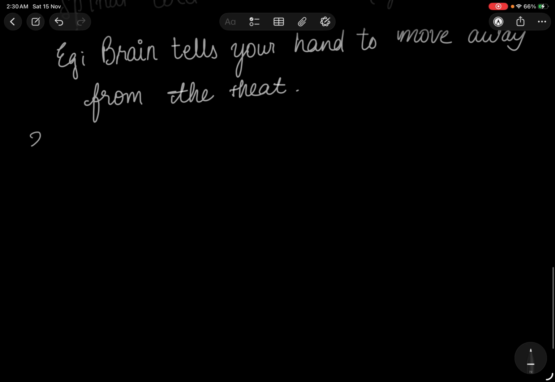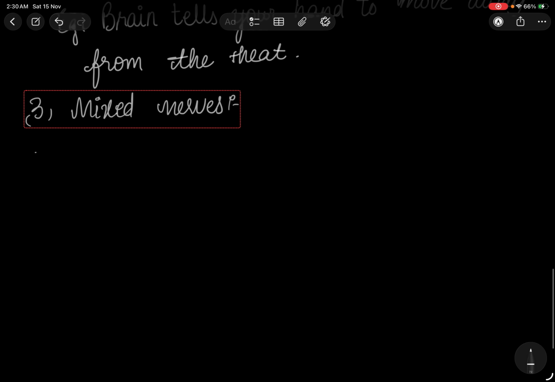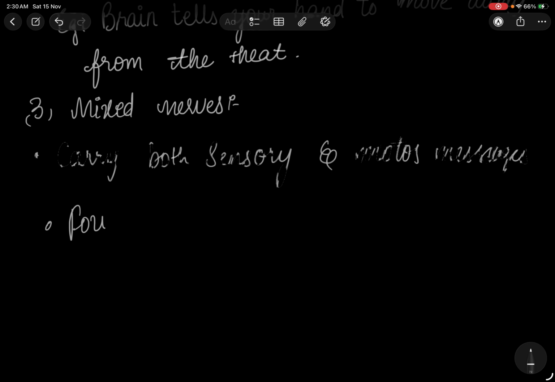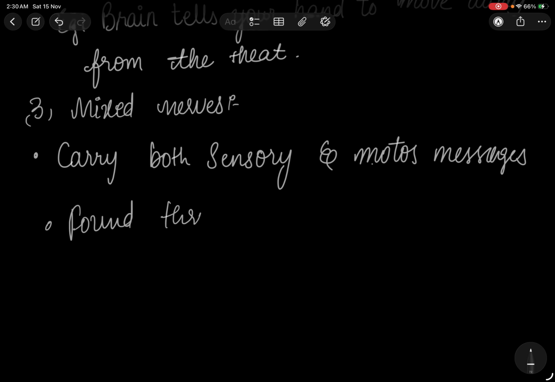And the last one, that is mixed nerves. How can we say that it is a mixed nerve? Because it carries both, that is sensory and motor messages. So these are found throughout the body.